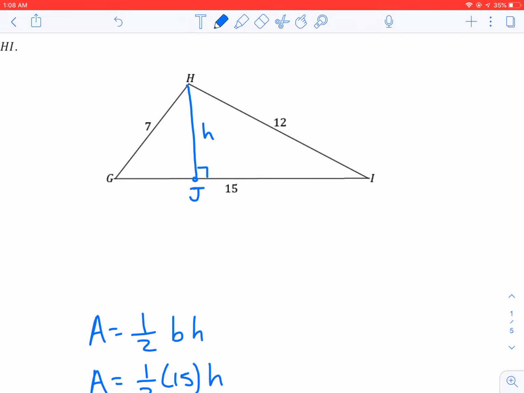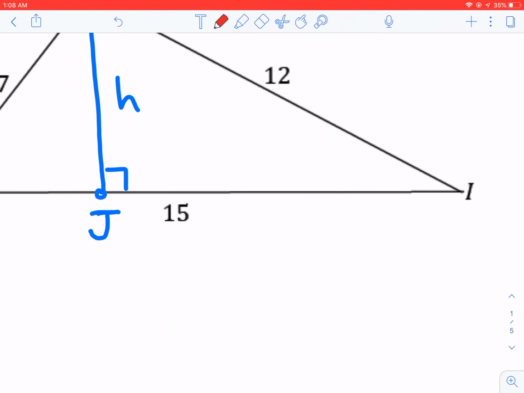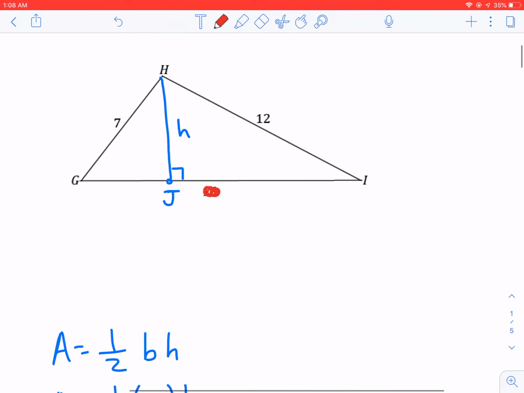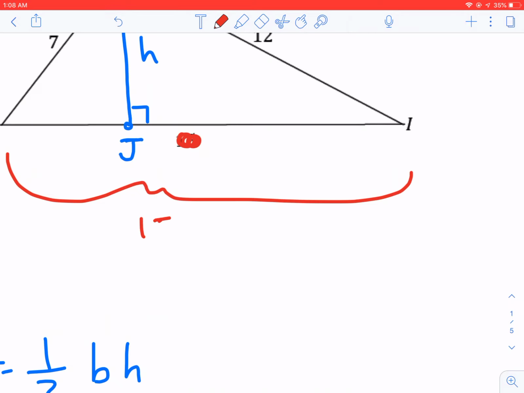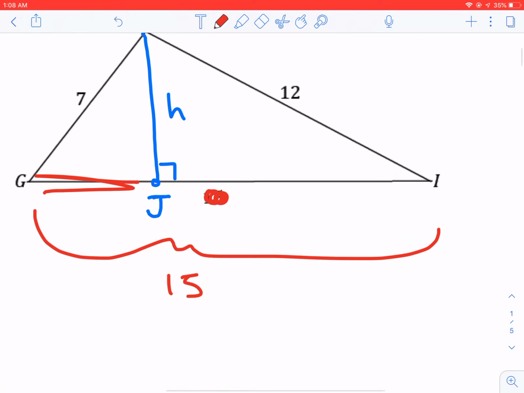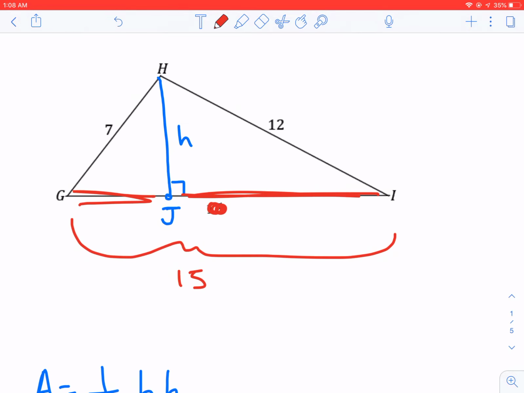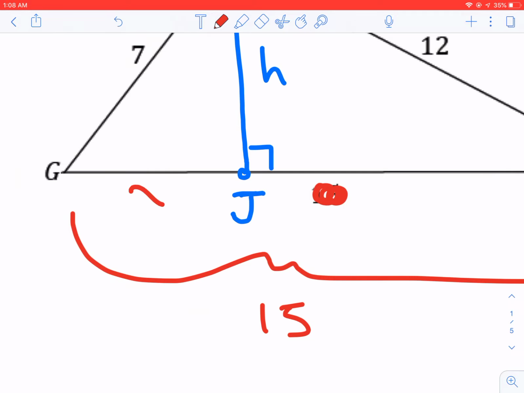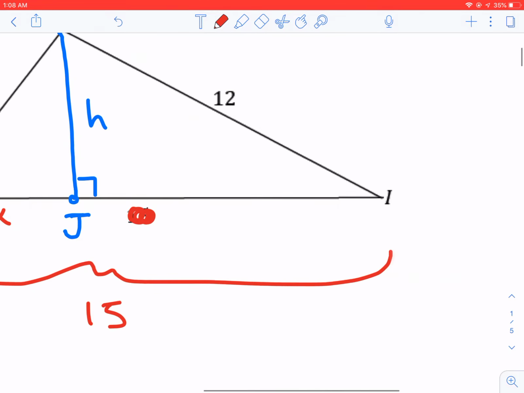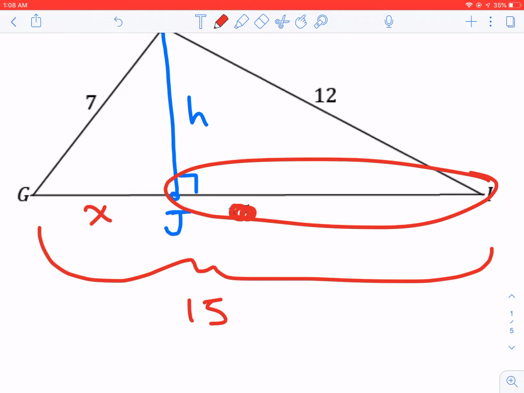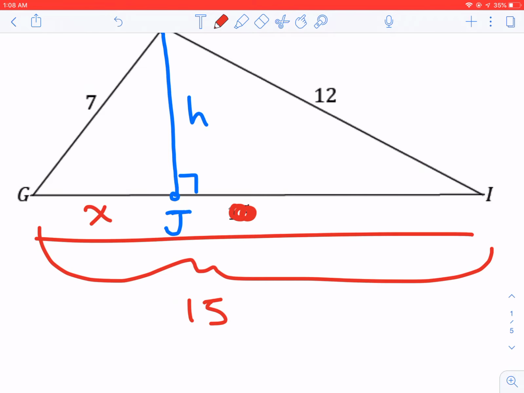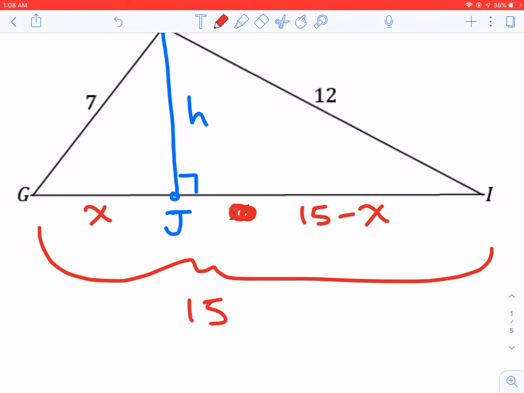So once I draw in this height, I notice I have two right triangles. So what I'm going to do is try to label the legs of each of the two right triangles that are created. So if the entire thing is 15, I'm just going to call this x, and if that is x and the entire thing is 15, well, this segment JI would have to be the entire thing, 15 minus x, and so that's 15 minus x.